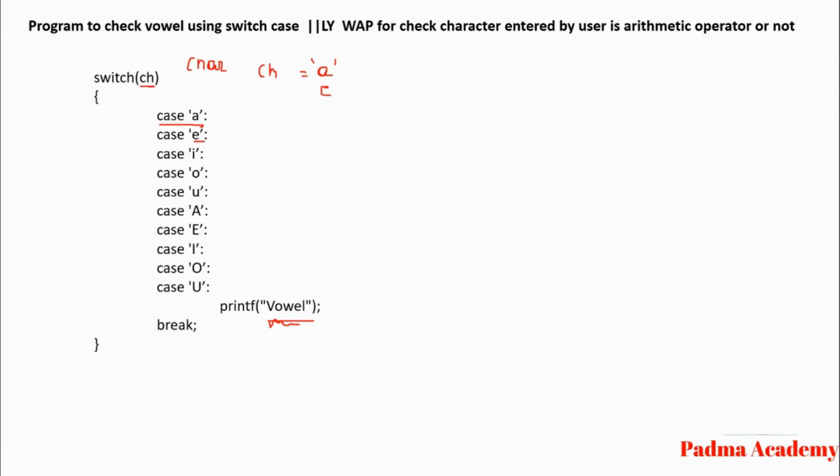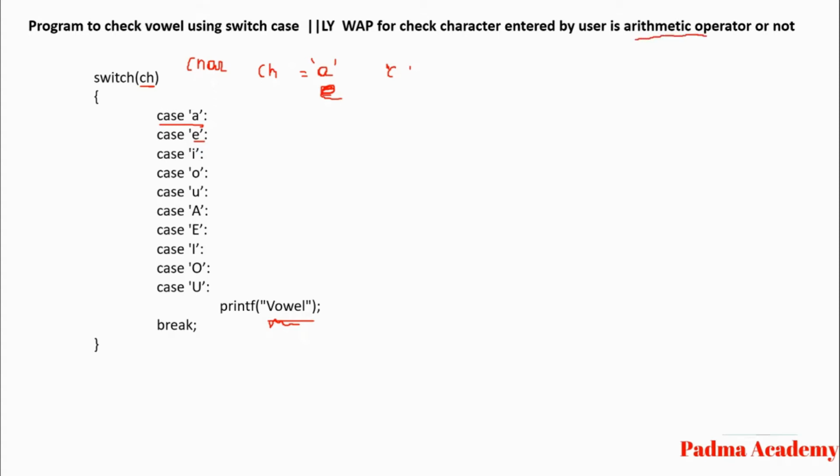Suppose this is E, not C. Suppose the user gives the value C, then what will it print? It will not print anything, because in this switch there is no case C. I hope you have understood this.